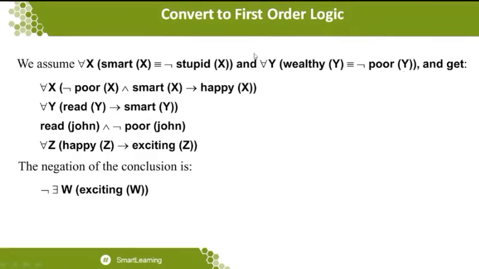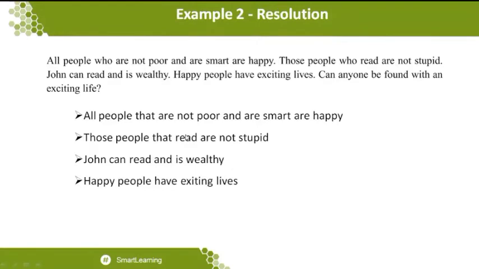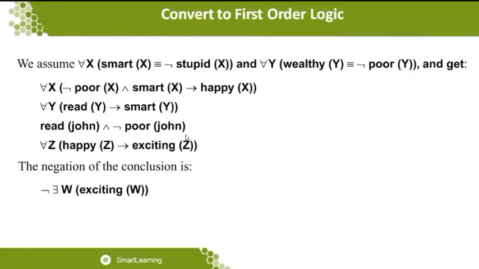Why have we taken this? You can see the third statement, the actual statement, is John can read and is wealthy. But when writing that statement, I'm making it read of John and not of poor of John. I write it like this because if I write wealthy, then any value substituted for X, as in the first statement, means that statement and the wealthy statement cannot be substituted.